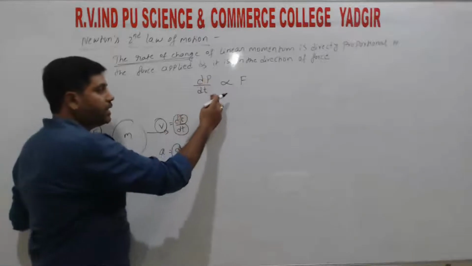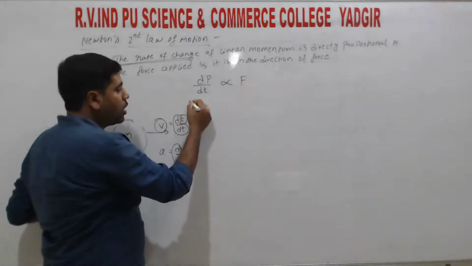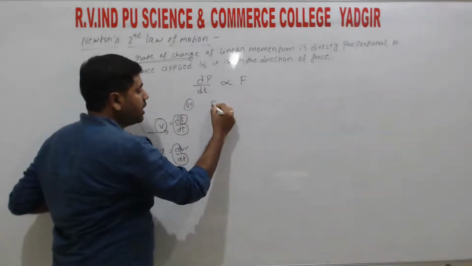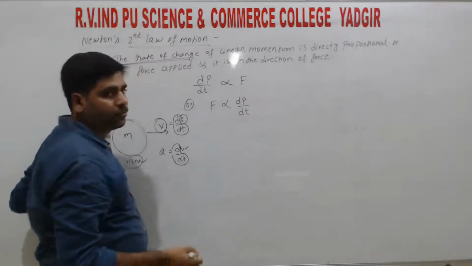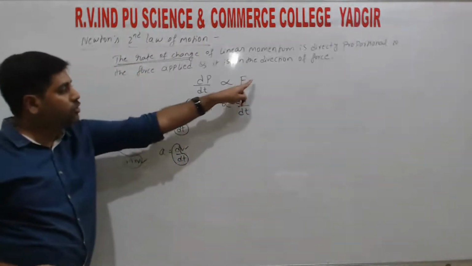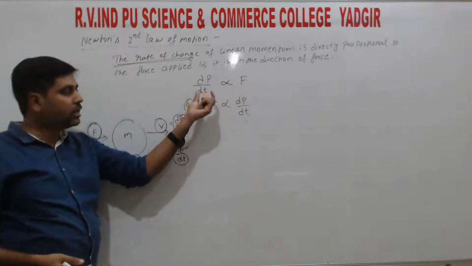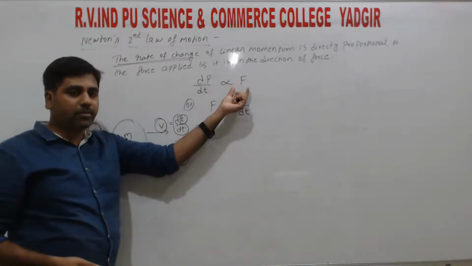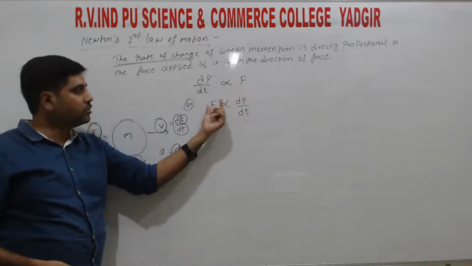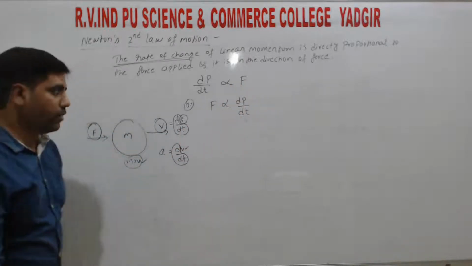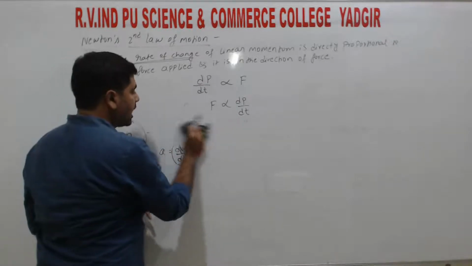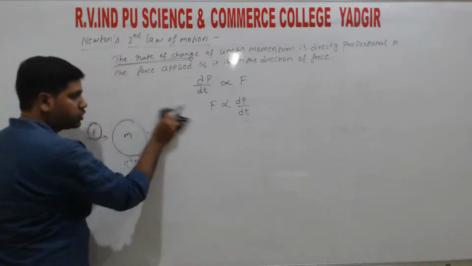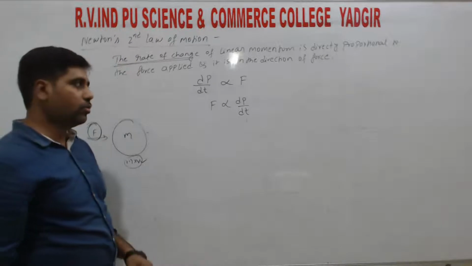So dp by dt is directly proportional to F, or we can write this as F is directly proportional to dp by dt, right? So directly proportional. If force changes, change in momentum changes; if change in momentum with respect to time changes, force changes, right? So we rearrange this, right? This will only happen in direct relations. So only if it is directly proportional can we write it this way, right?